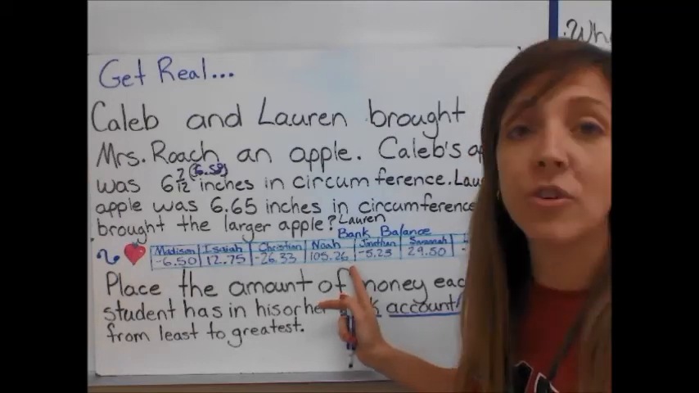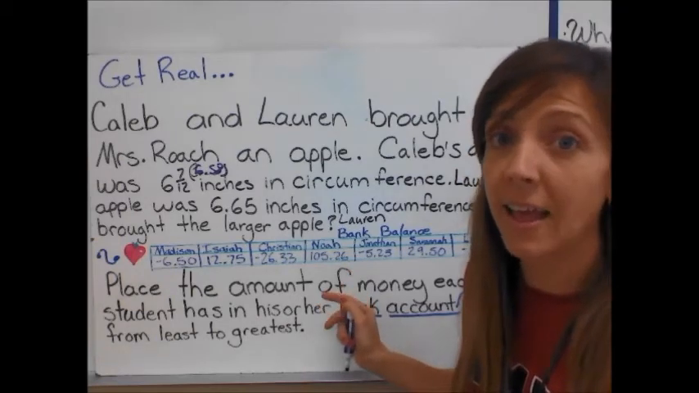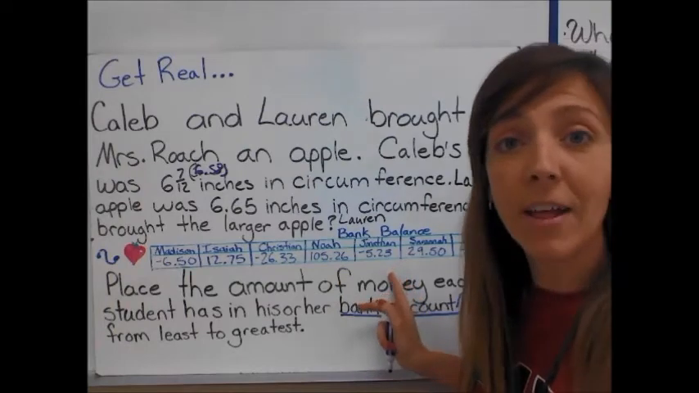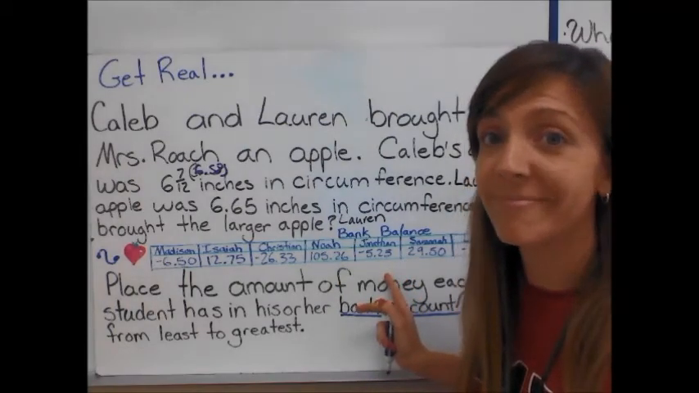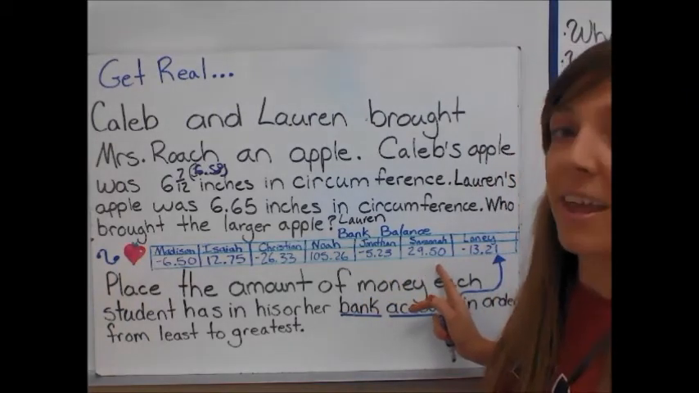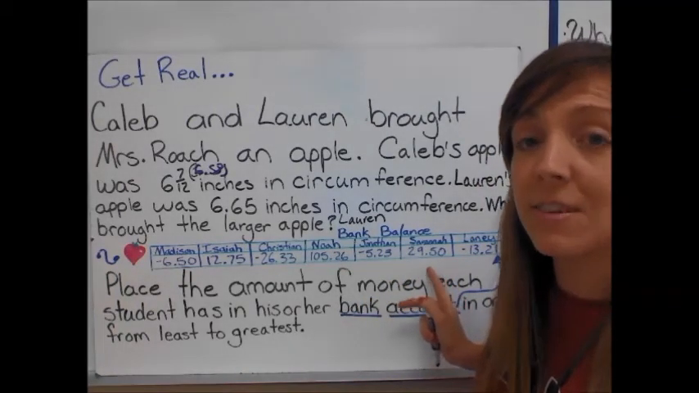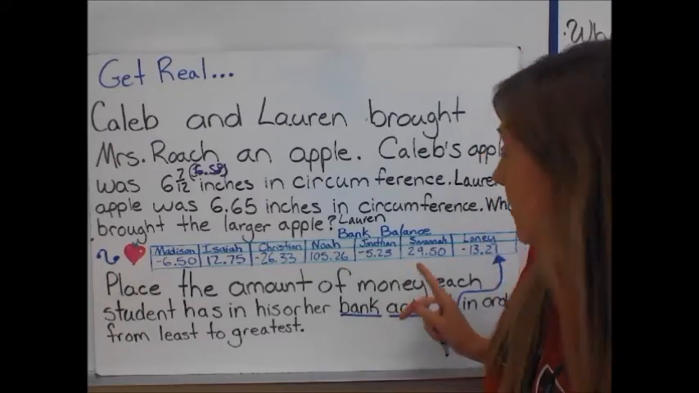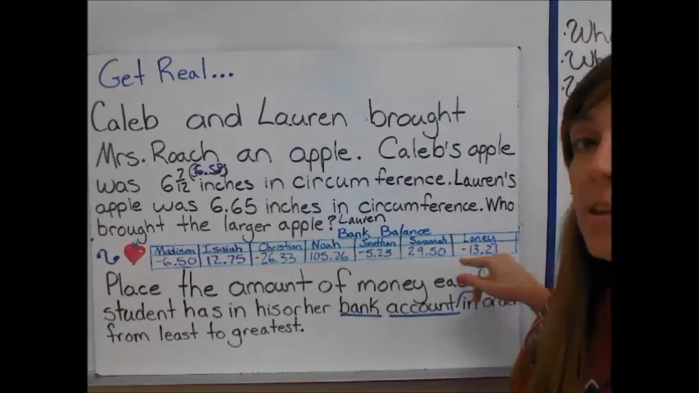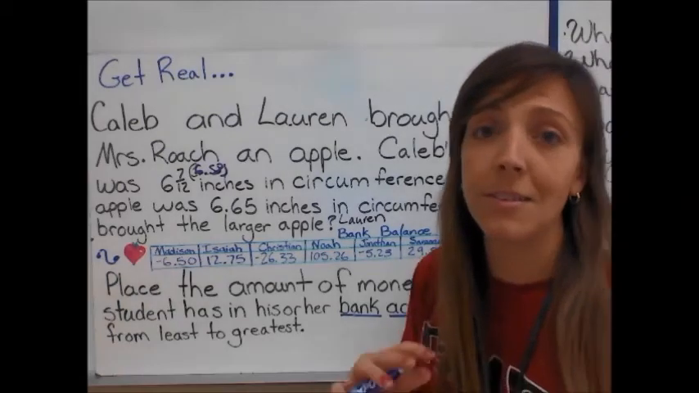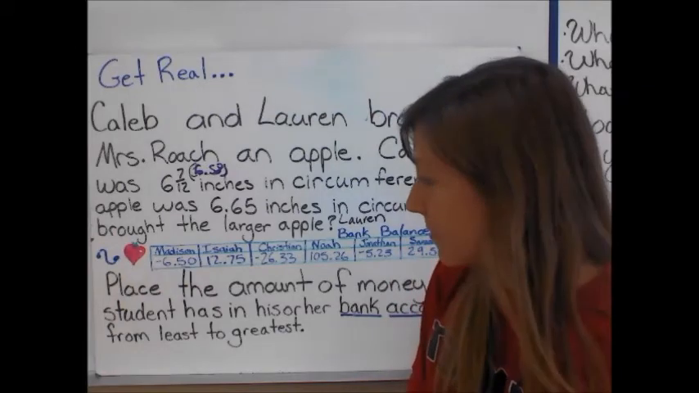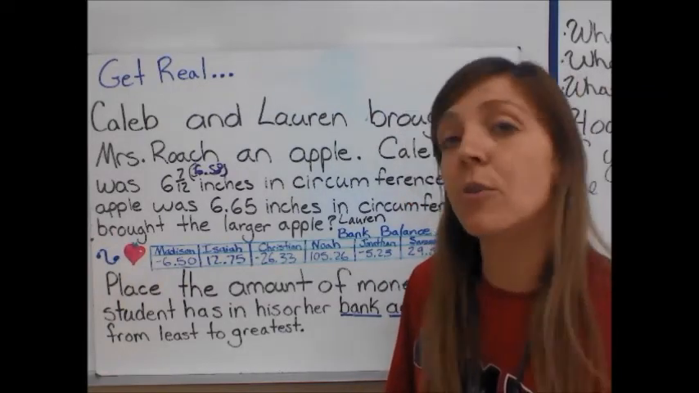Noah has $105.26. Hey, good job, Noah. Jonathan owes $5.23. A little bit of debt there, Jonathan. Savannah has $29.50 in her bank account. Good job, Savannah. Go buy yourself some shoes. And Lainey, you owe $13.21 to the bank. Girl, you must have overspent in your shopping spree. All right, so we have to place those in order.